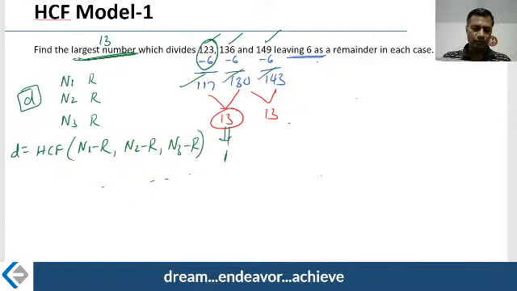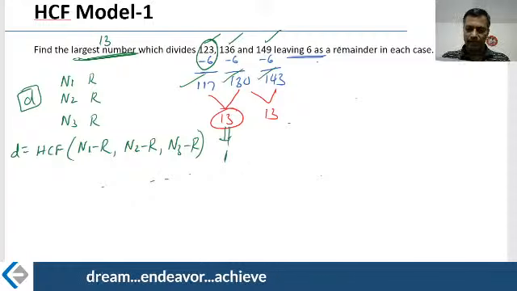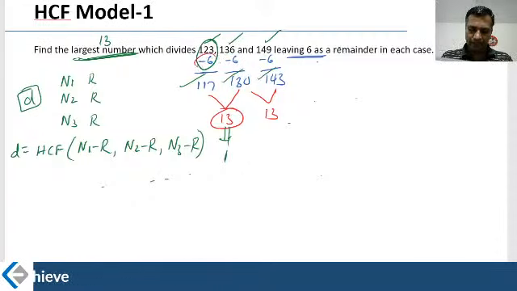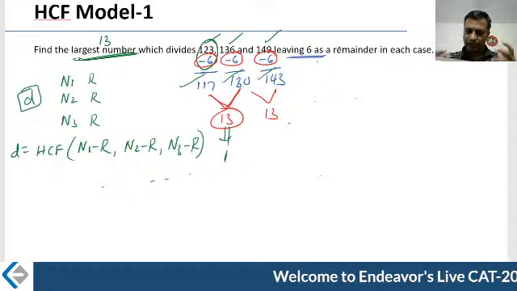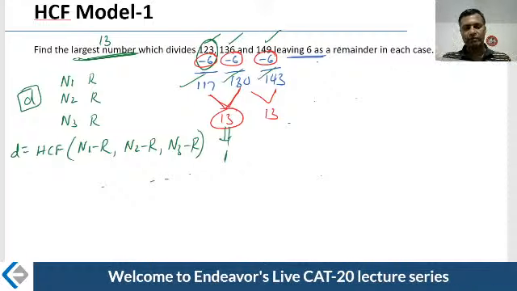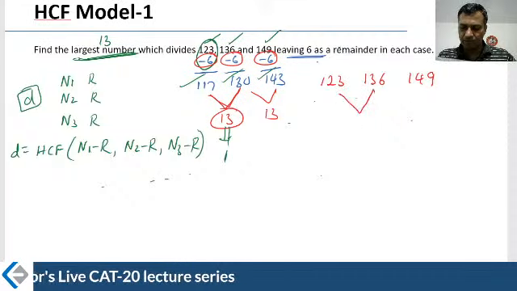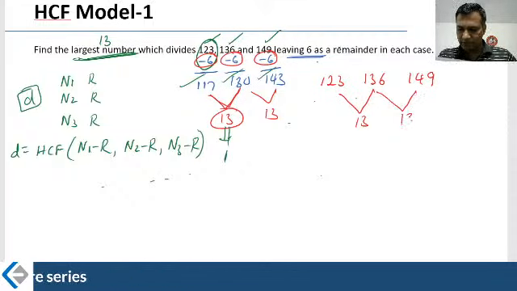My point here is, listen to me carefully. If you are subtracting 6, 6, 6, you are anyway taking the difference, and the difference remains the same even before subtracting that number 6. Say you have 123, 136, 149. Simply take the difference here, 13. Take the difference here, 13.